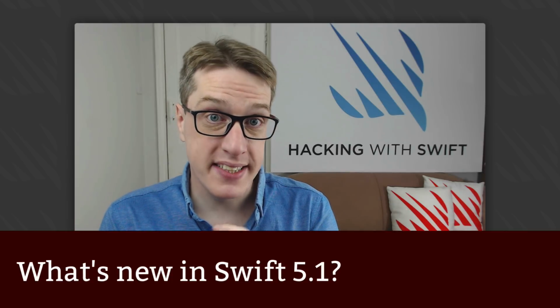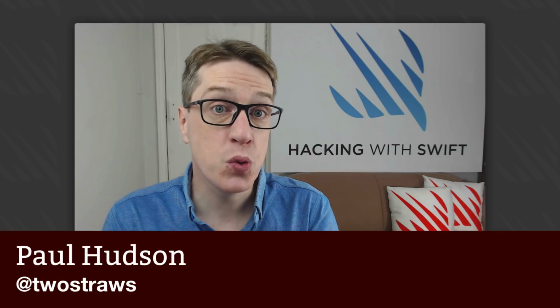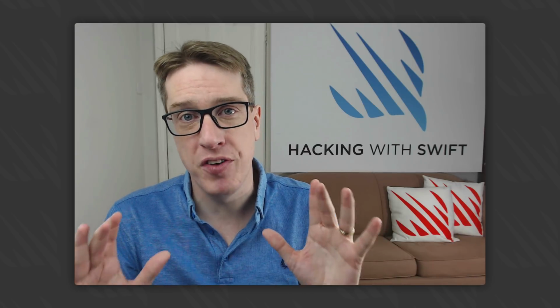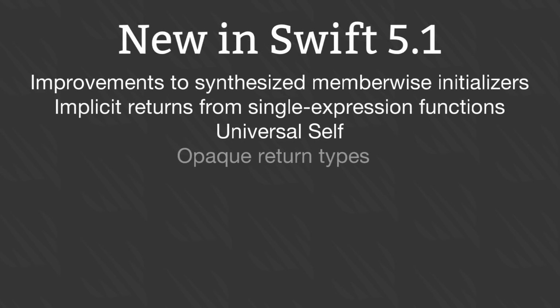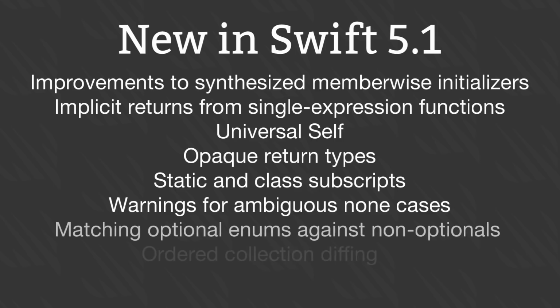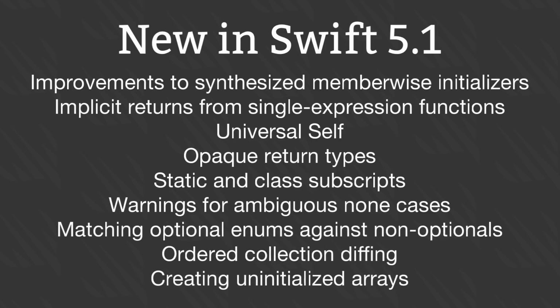Swift 5.1 is here already, only a few months after Swift 5.0 shipped. As with all Swift updates, there are lots of great new features to help us write better code. This time including opaque return types, improved member-wise initializers, implicit returns from single expression functions, and more.